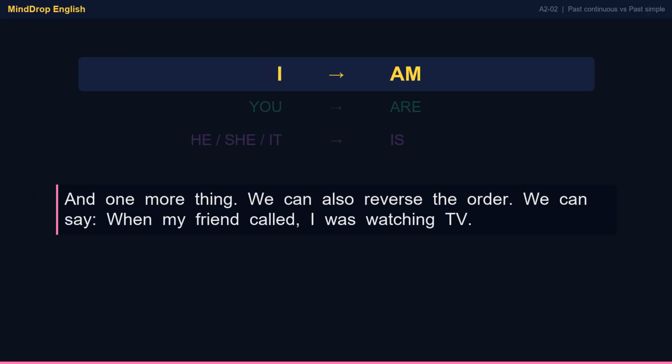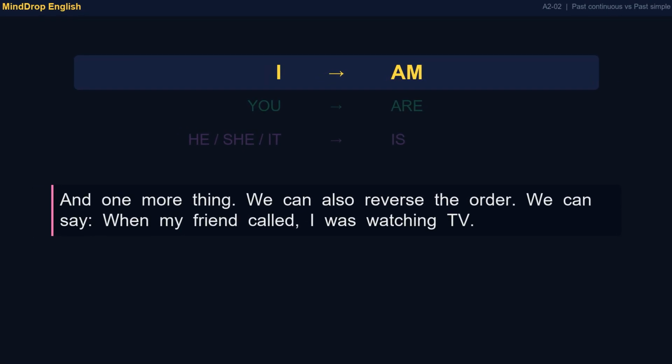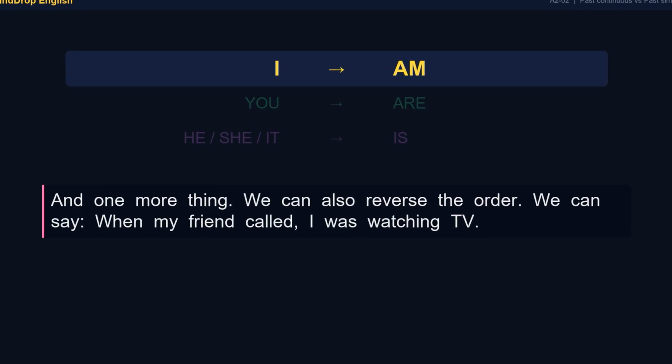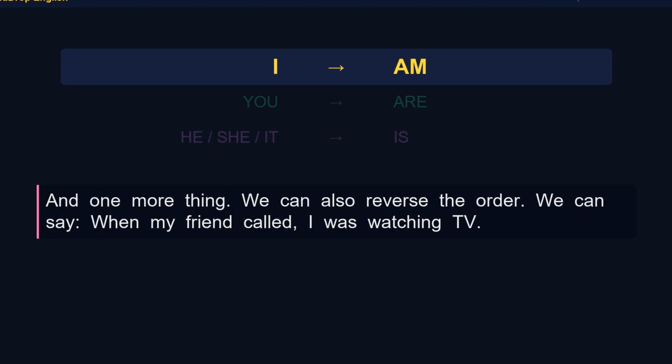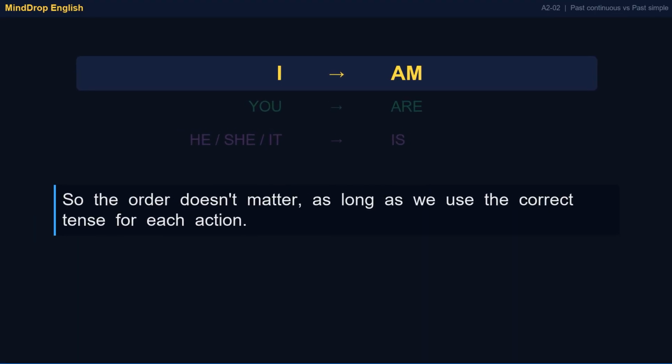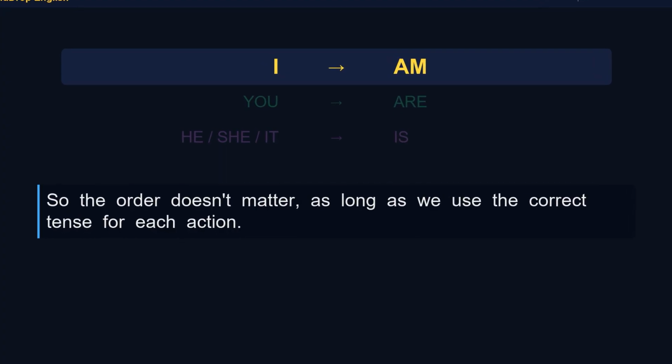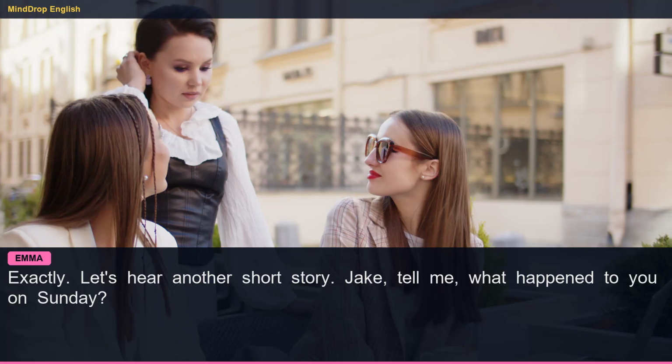Much better. And one more thing. We can also reverse the order. We can say, when my friend called, I was watching TV. So the order doesn't matter, as long as we use the correct tense for each action. Exactly. Let's hear another short story.